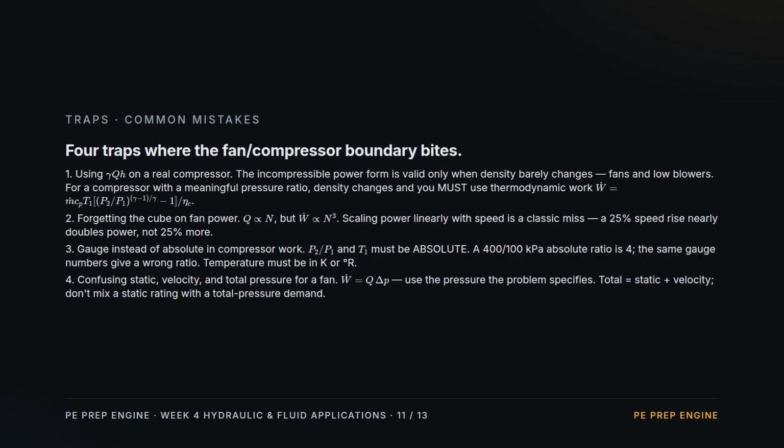3. Gauge instead of absolute in compressor work. The pressure ratio and inlet temperature must both be absolute, temperature in Kelvin or Rankine. 4. Confusing static, velocity, and total pressure on a fan. Power is flow times pressure rise. So use the pressure the problem specifies, and don't pair a static rating with a total pressure demand.